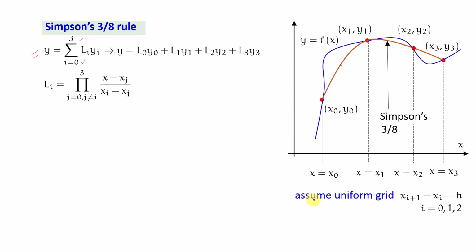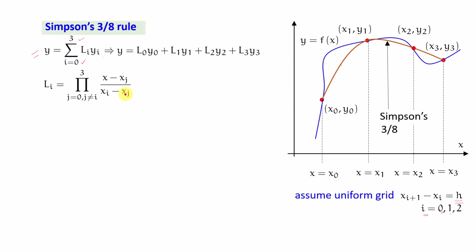So in this case, we are taking a uniform step size or uniform grid, which means this xi plus 1 minus xi is constant, and that is the step size h for i equals 0, 1, 2. That means x1 minus x0 is h, x2 minus x1 is also h, x3 minus x2 is h. Alright, then it should help us to simplify this expression.